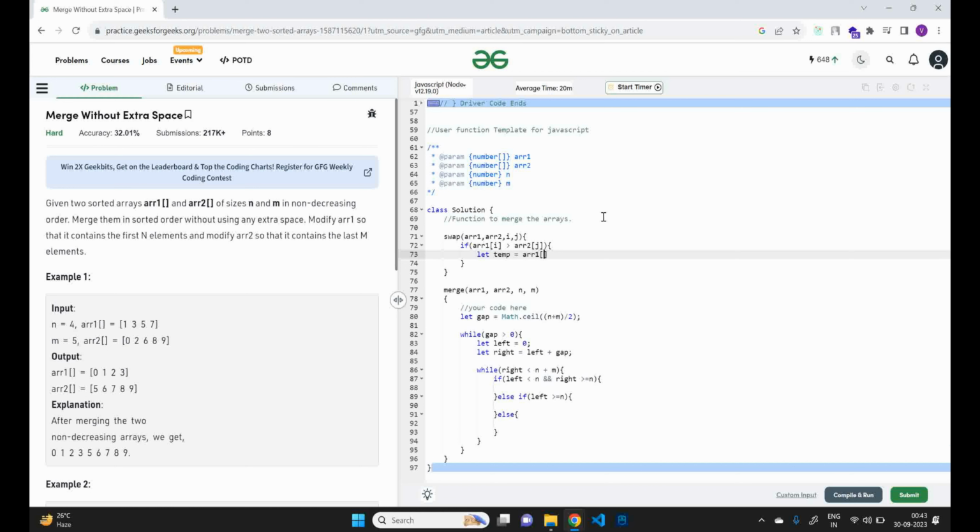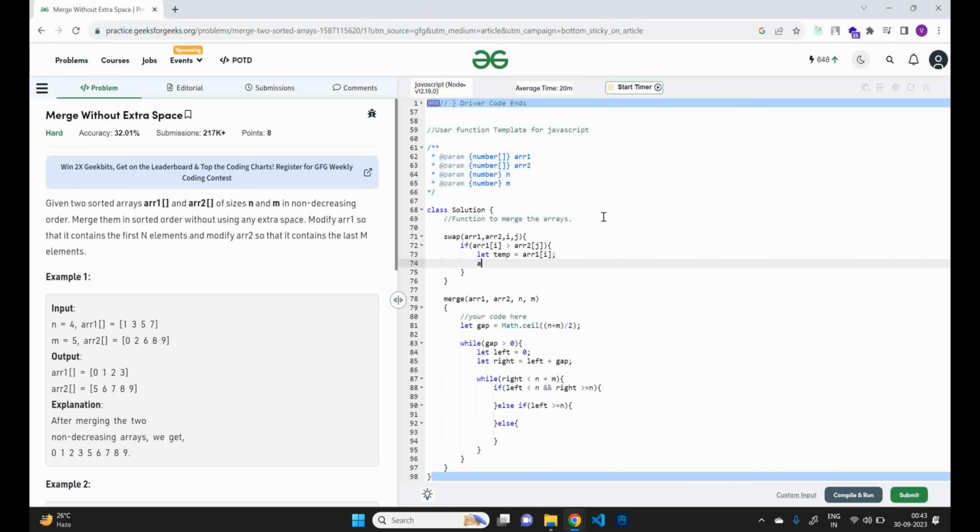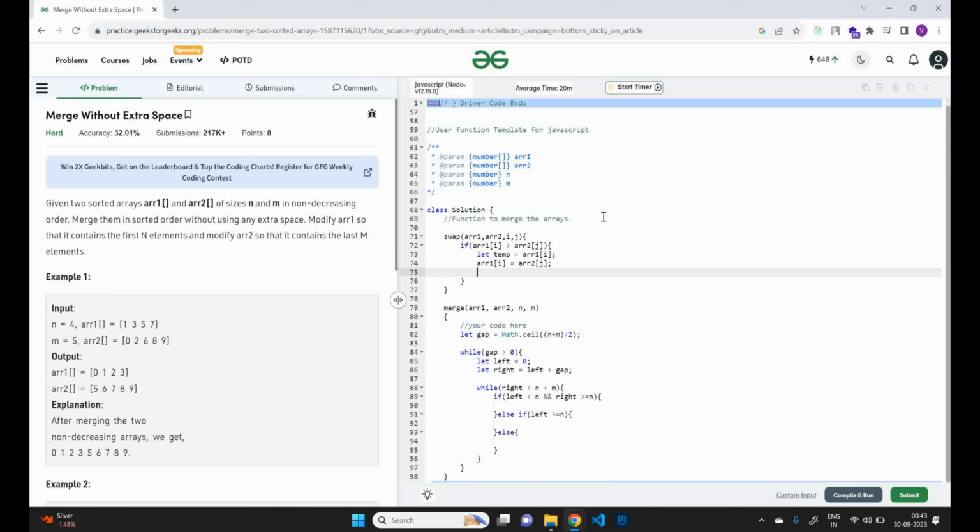So to swap these two, we will just use a temp variable and swap using the temp variable. This is the basic thing. If they are not in sorted order, we put the condition, then swap array 1 of i and array 2 of j. Okay, so what we need to do is call our swap.